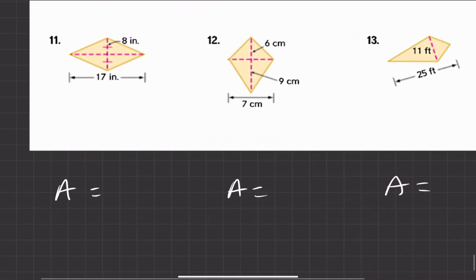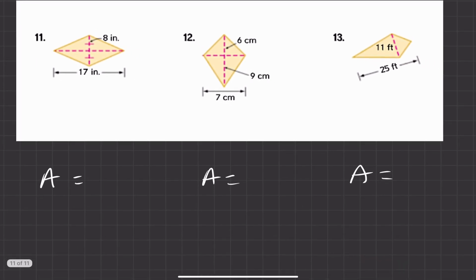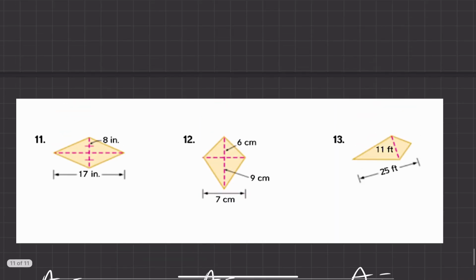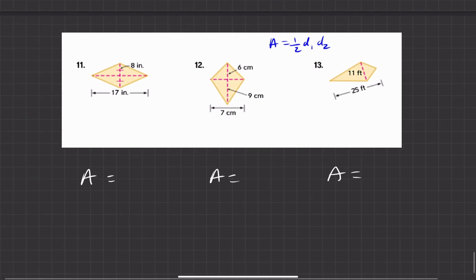Alright, our last 3 problems here, super simple. We're dealing with rhombi and kites. Let's see, actually I think we have 2 kites and a rhombus. But nonetheless, the formula is A equals 1/2 diagonal 1 times diagonal 2. These are the diagonals. So let's take a look at number 11 here. A equals 1/2 d1 d2.